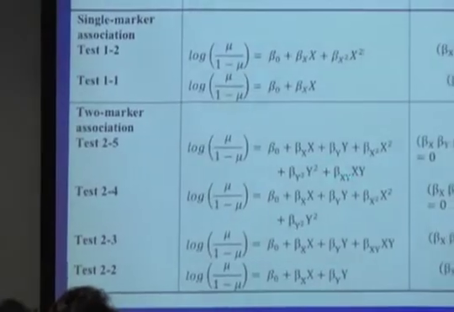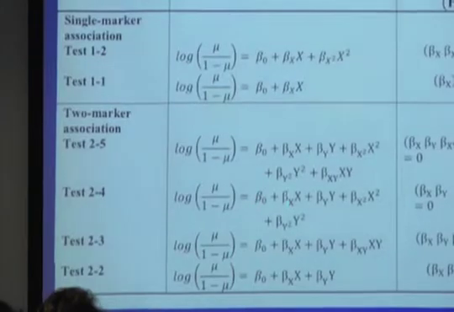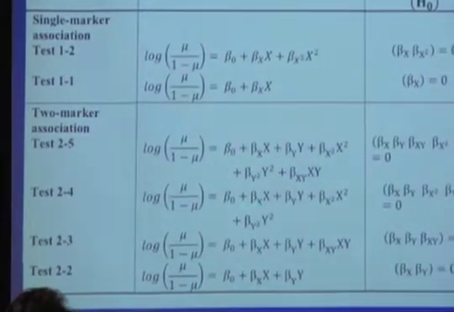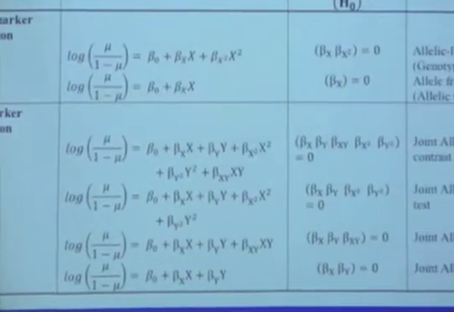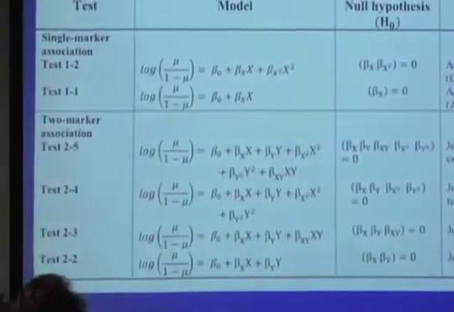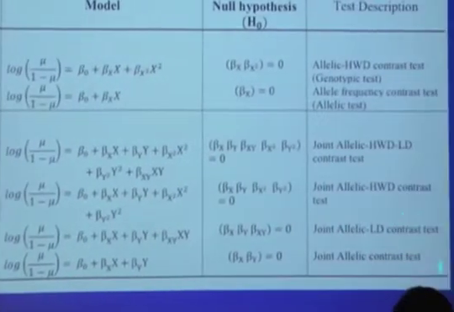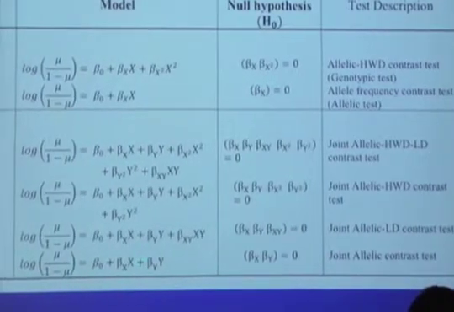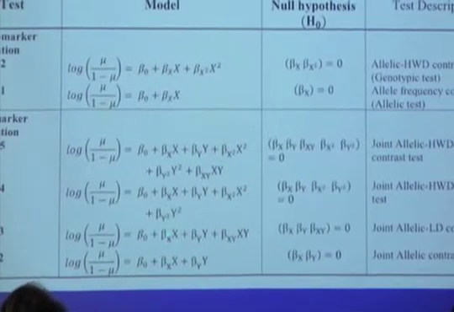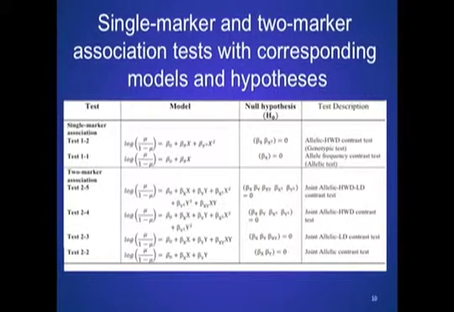2-4 is exactly the same, but we don't put in this term here. We've got 2 of these markers. We put in the linear term and the quadratic term. We don't put in the correlation. That's what they call the joint allelic Hardy-Weinberg disequilibrium test. Or you can put in just the additive bits, no quadratic bits, and their correlation. Joint allelic LD contrast test. And finally, you can do this one, which is the allele contrast at X and Y, these two different locations, additive. So you've got all these possibilities.